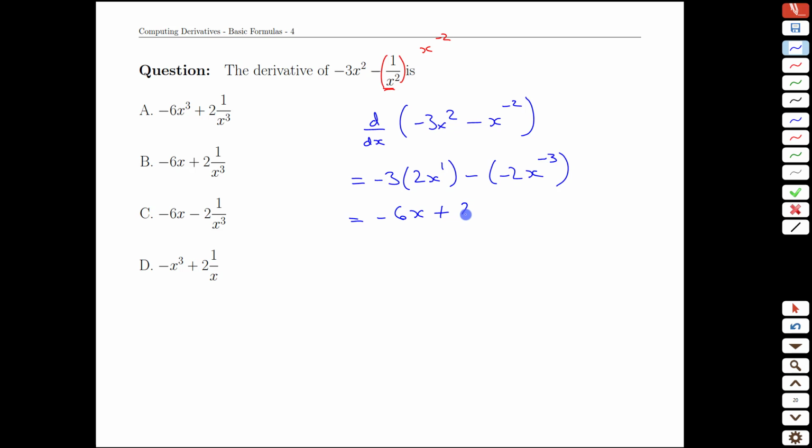over x cubed. We have the negative exponent, so we can write that x cubed in the denominator. Then we can scan down our list and go, we need the negative 6x, that's great, plus 2x cubed. That makes b the correct answer here.